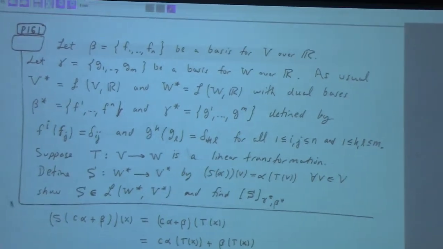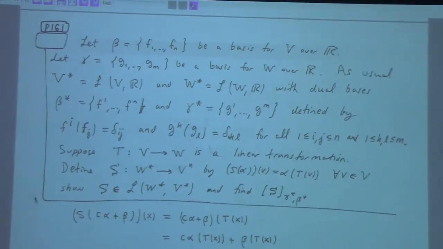Any questions about 161 or 162? Actually, did you actually work 161 or 162?